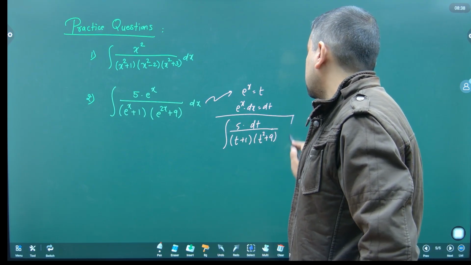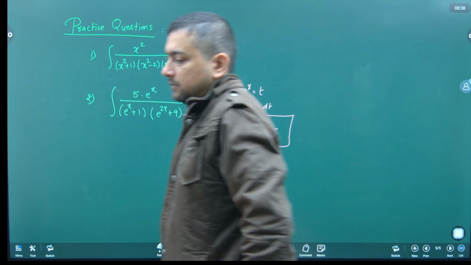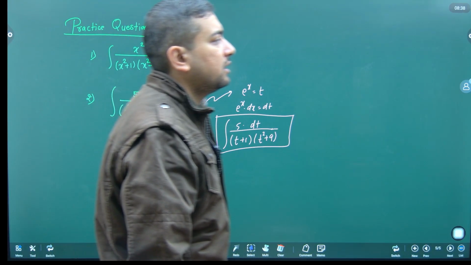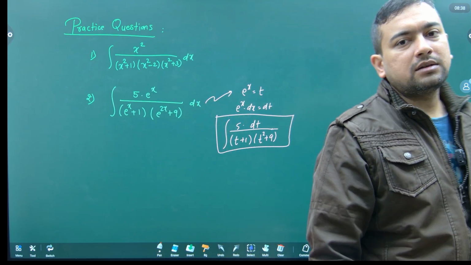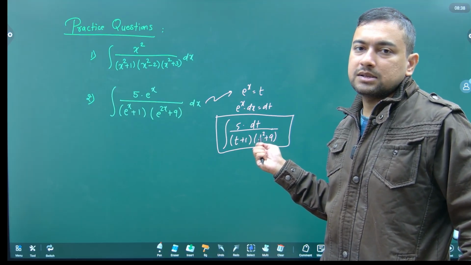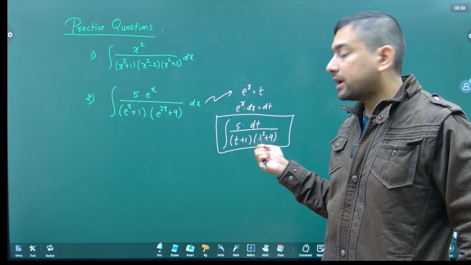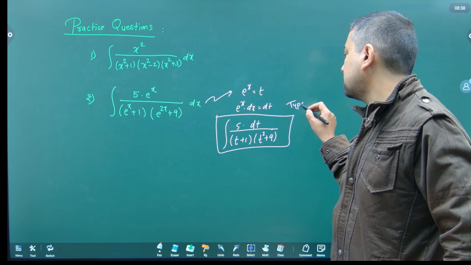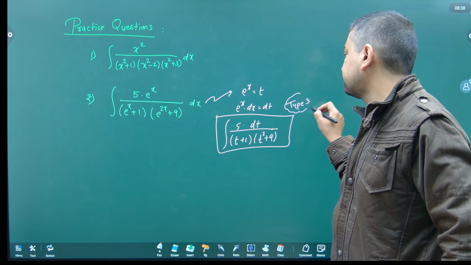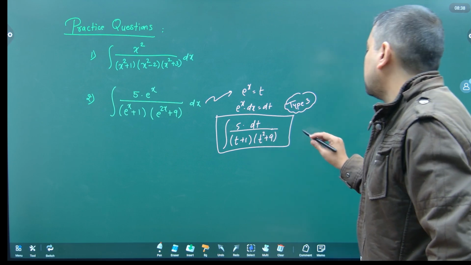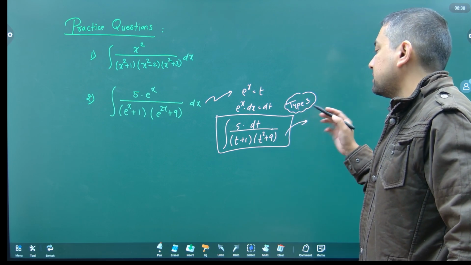Now tell me, this is which type? Observe the denominator. Does it have all linear factors? t plus 1 is linear, but what about t square plus 9? It's a quadratic factor. So it's a type 3 example. How will you find the integral of this? You have to convert this into partial fractions.